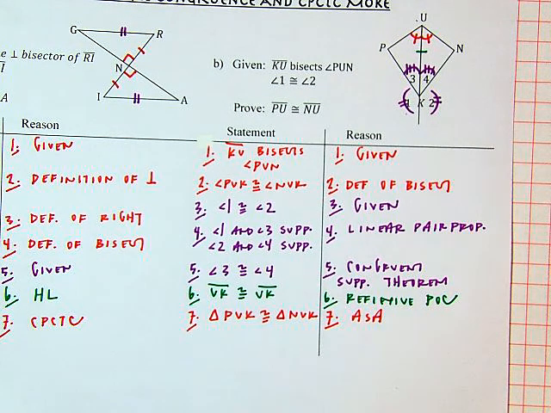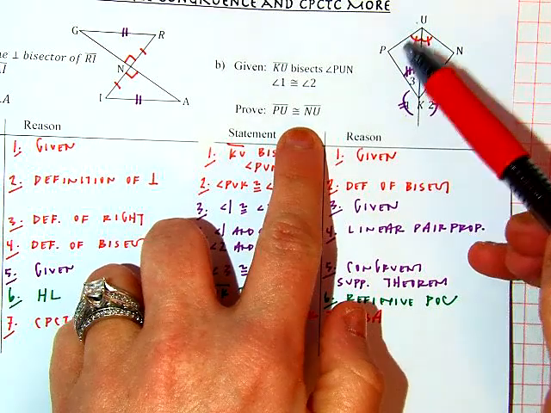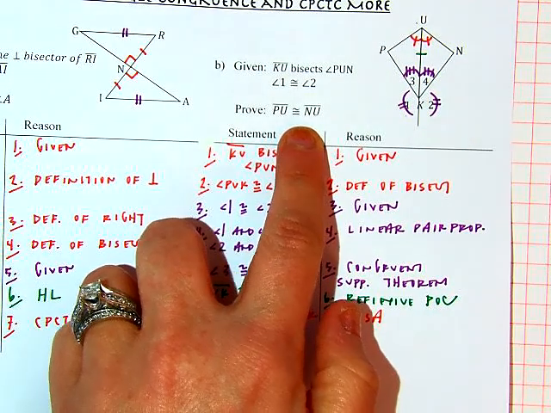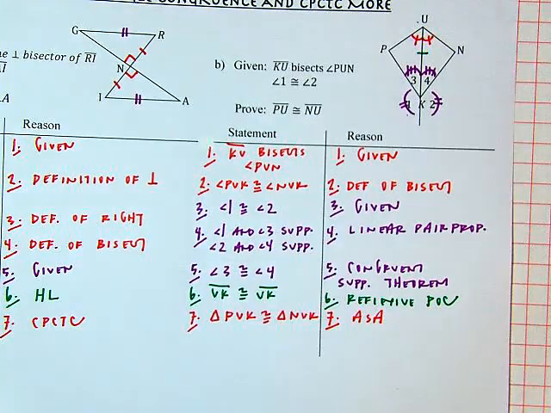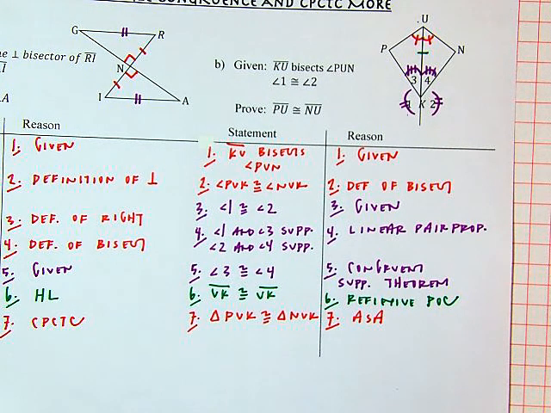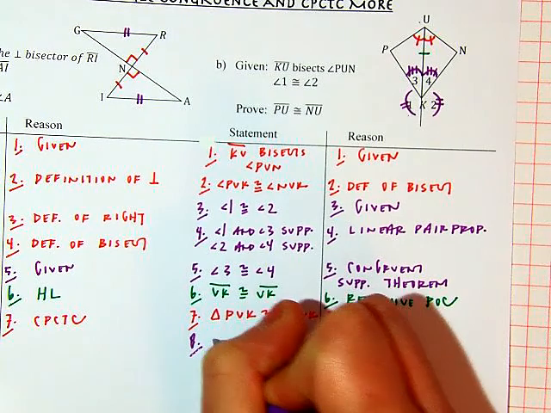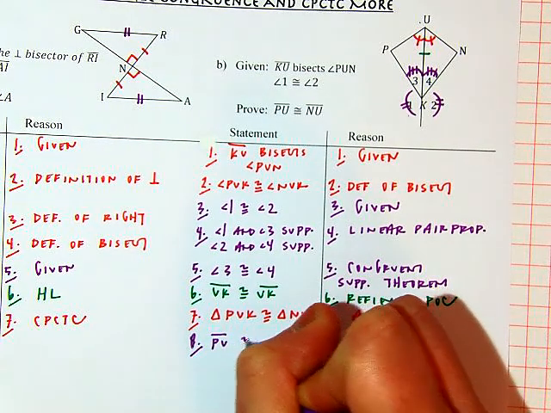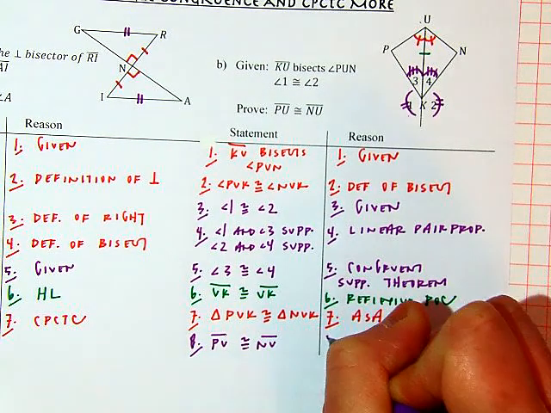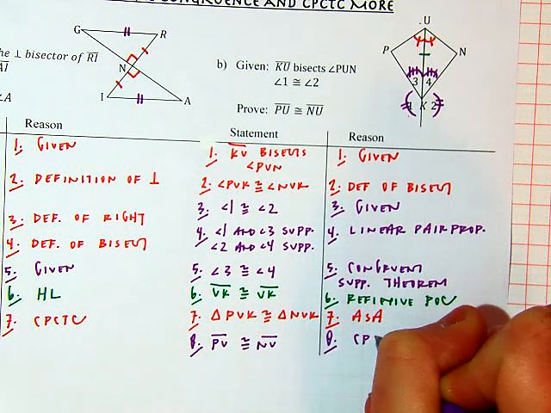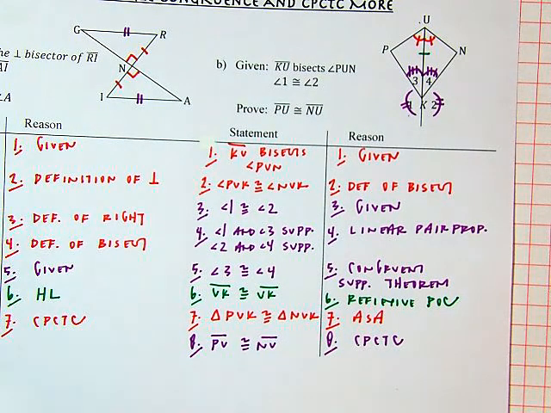But in the end, I want these two segments to be congruent, here and here. So my reason for making that connection is, again, CPCTC. I know that if my triangles are identical, then I can link up any other remaining pairs of sides or pairs of angles. So I can reach that desired conclusion that PU is congruent to NU because of CPCTC. All right, let's do another one.